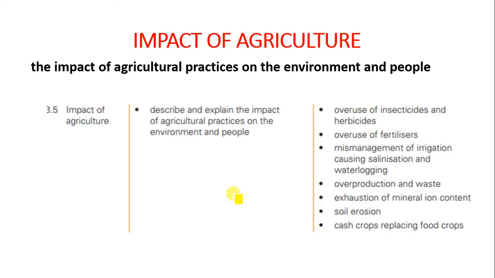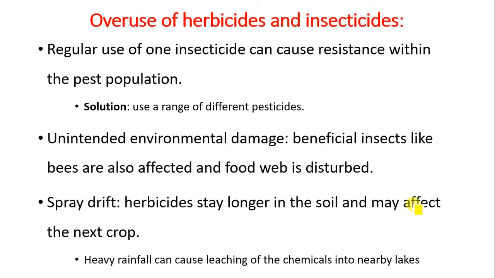So, the impact of agriculture, the impact of agricultural practice on the environment and people. So what is the impact of this agricultural system we've been explaining? Now, most of the impact of agriculture includes overuse of insecticide and herbicide, overuse of fertilizers, mismanagement of irrigation causing salinization and waterlogging, overproduction of food and waste, exhaustion of mineral ion content, soil erosion, and cash crops replacing food crops. So let's look at them individually, then we'll finish this part too.